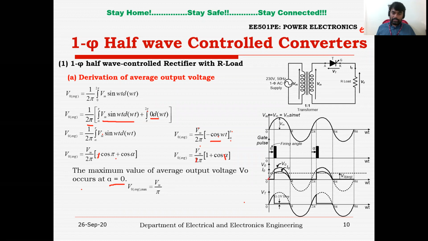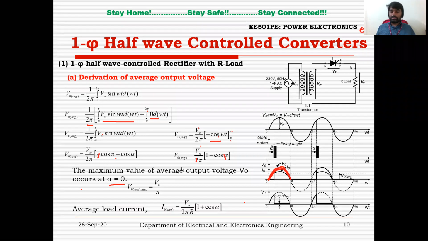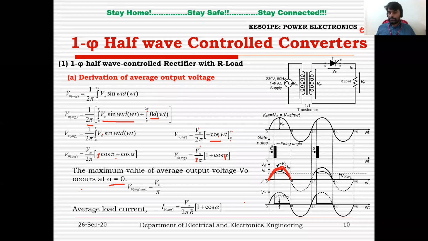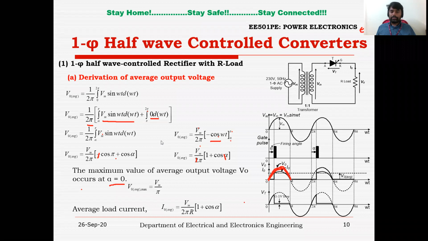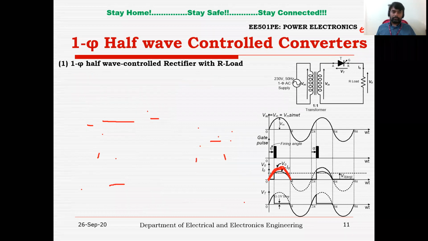You can see from the waveform that alpha equal to 0 means it is starting from omega t equal 0 to omega t equal 2 pi. The area will be maximum, so that you can get the maximum average output voltage. And if you know the average output voltage, you can calculate the average output current by just dividing the average output voltage by R. You can see it as Vm by 2 pi R times (1 plus cos alpha). This is about the single phase half wave rectifier with R load.